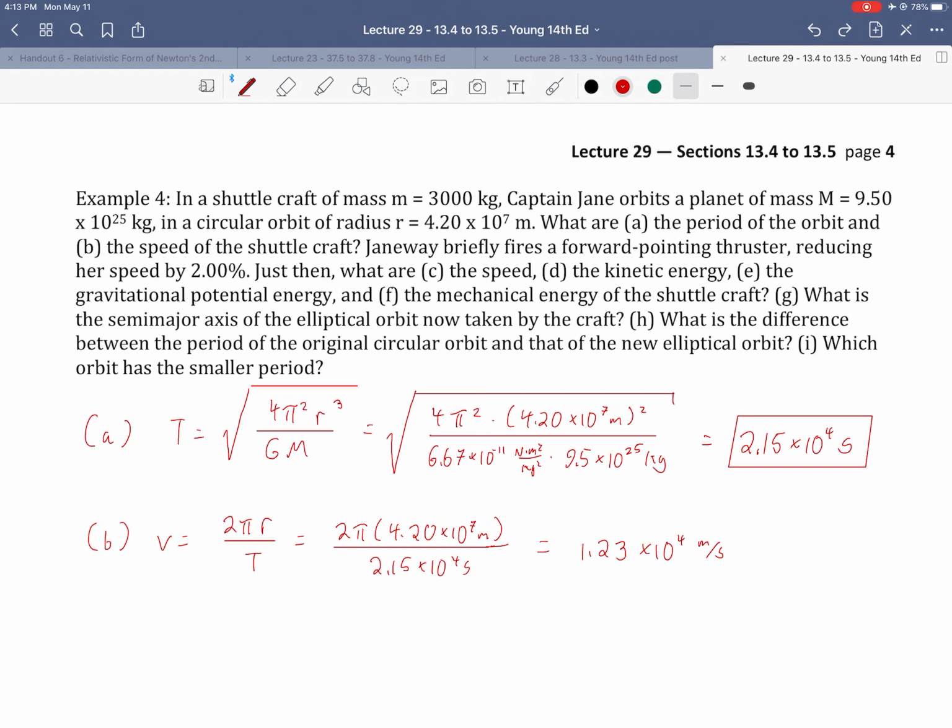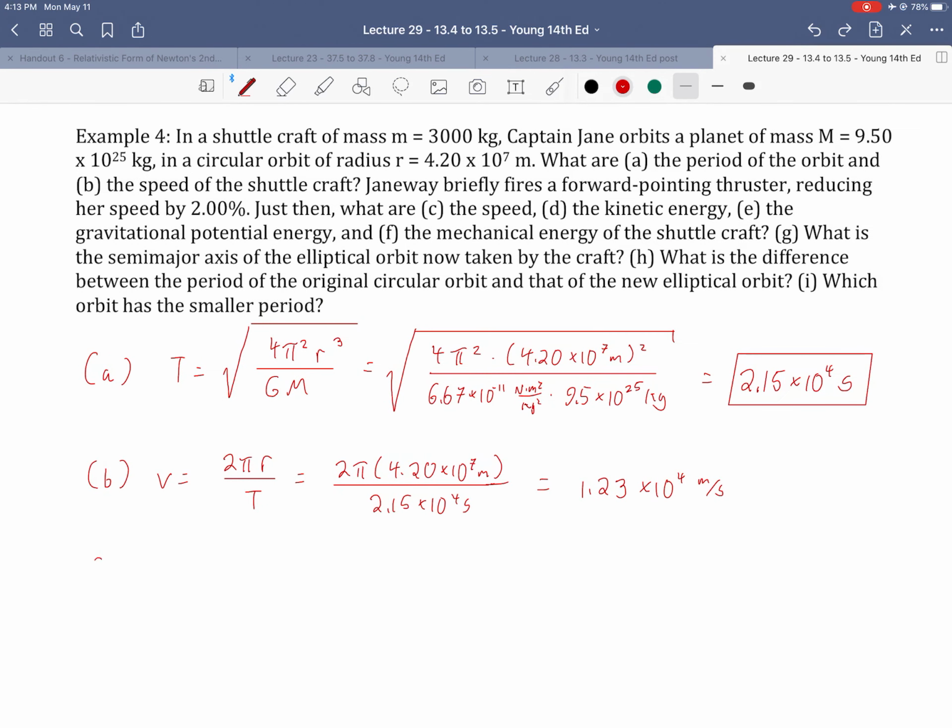Okay, so now let's see some new stuff. Just then, the speed is going to be reduced by 2%. So if I was a forward-pointing thruster, kind of pushing her back, and there I call her Janeway, like from Star Trek, so pushed back by 2%. Just then, what are the speed and the kinetic energy? Okay, so let's do that.